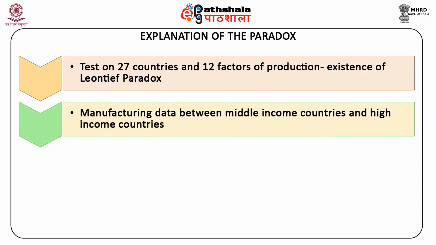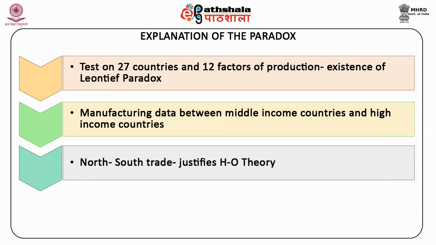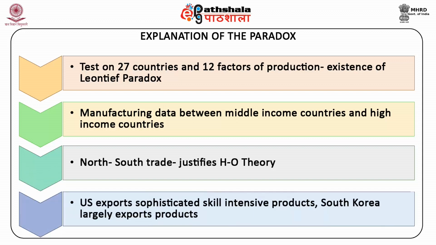Tests on manufacturing data between low and middle-income countries and high-income countries lend more support to the theory. However, there has been some empirical support for the HO theory, which is provided by North-South trade. For example, trade between the US and South Korea justifies HO theory because while the US exports sophisticated skill-intensive products, South Korea largely exports products not involving sophisticated technology.